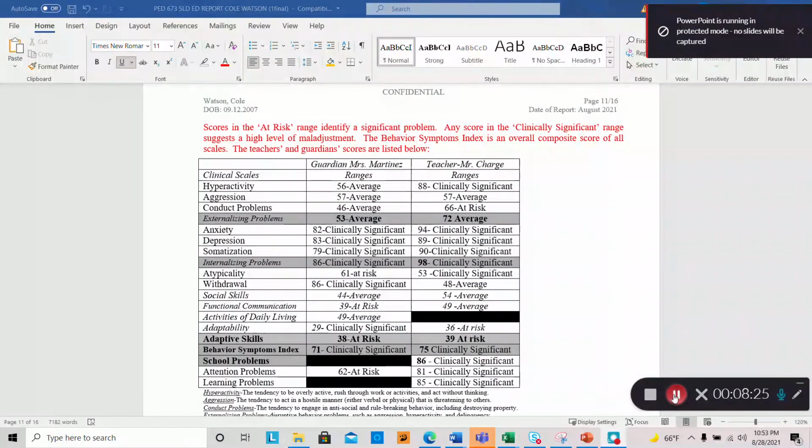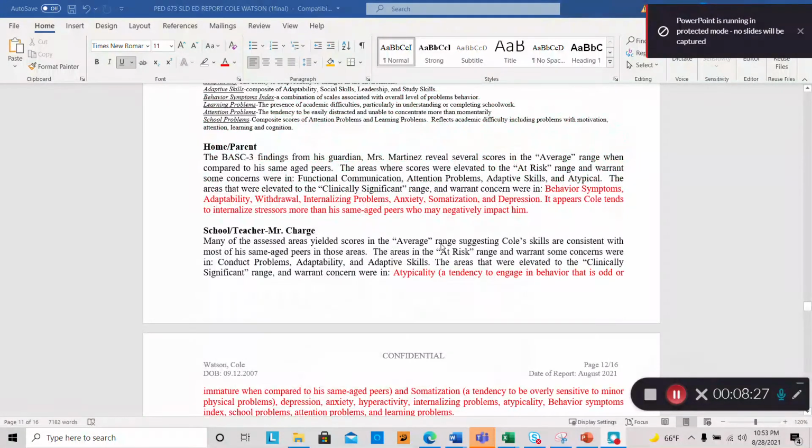So we're going to focus on the clinically significant, and I can see here in your rating scale, it looks like behavior symptoms, adaptability, withdrawal, internalizing problems, anxiety, somatization, and depression. It appears Cole tends to internalize stressors more than his same age peers, which may negatively impact him academically.